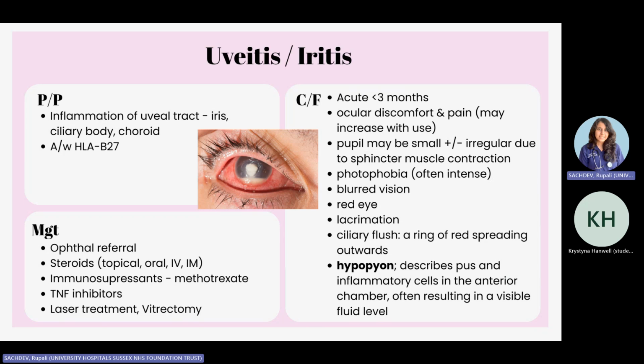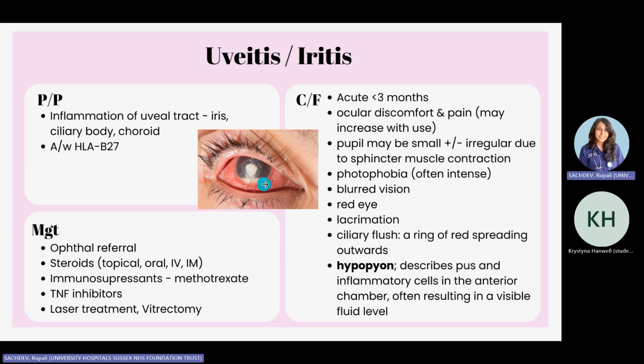The pupil will be small and irregular because, again, your ciliary body and your iris are being affected. So if the iris can't move properly, your pupil is going to be tiny. There's going to be some photophobia, blurry vision. Again, it's a red eye. There's going to be a lot of watering.